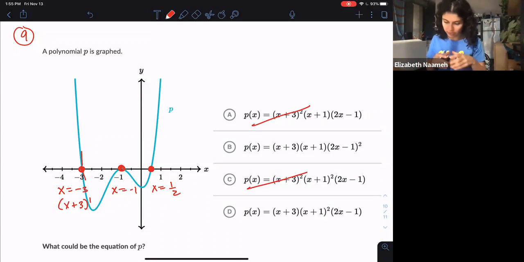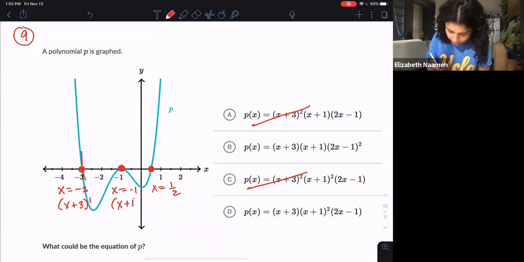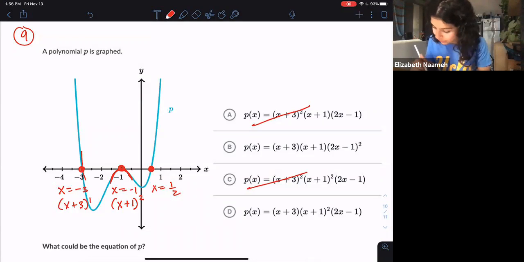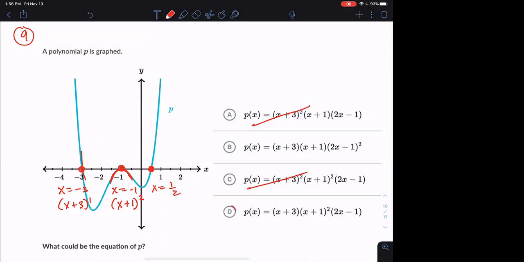Okay, we're between B and D. Let's look at -1. So the factor would be x plus 1, and the power should be what? To the second. Even to a second power. So our answer? Is D. Ta-da! So fast, so good.